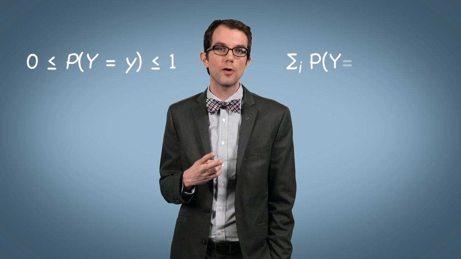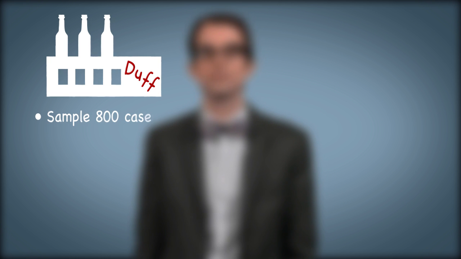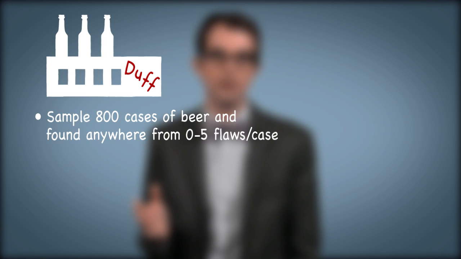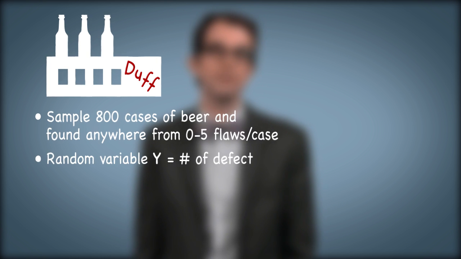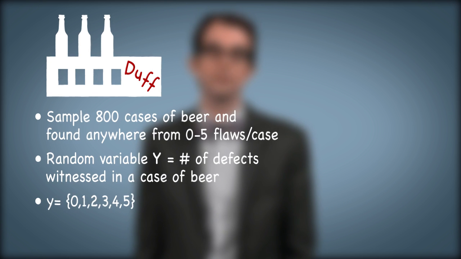The two properties of a probability of a discrete random variable are the same that we discussed previously. The probability of any particular realization of a random variable must be between 0 and 1, inclusive of 0 and 1, and the sum of the probabilities of each realization is 1. Back to our Duff Brewery example. Say that we looked at a sample of 800 cases of beer and found anywhere from 0 to 5 flaws in each case. Random variable Y is defined as the number of defects witnessed in a case of beer, and lowercase y takes on the values 0, 1, 2, 3, 4, and 5.